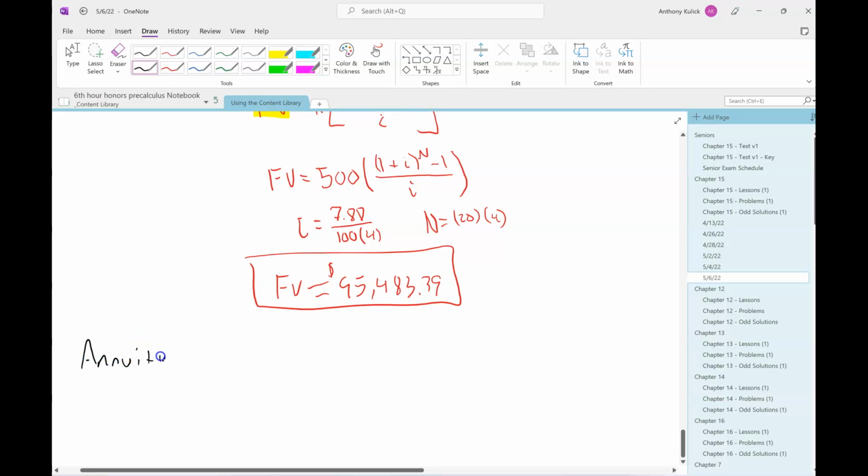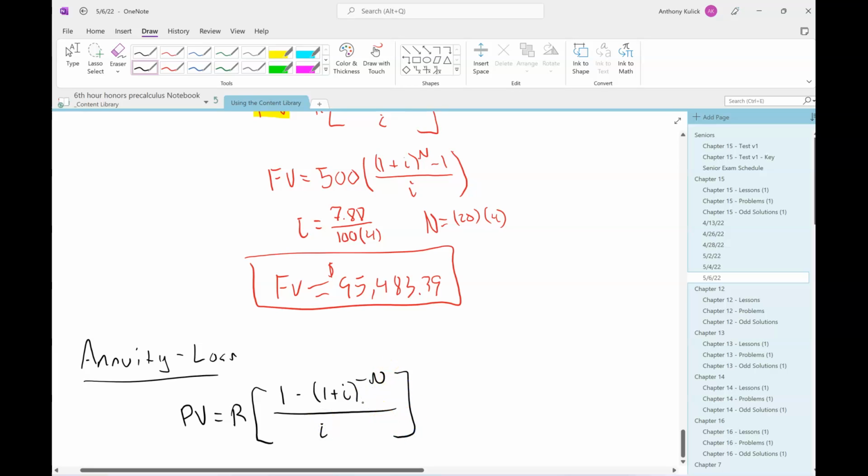Now, if we have an annuity that's like a loan, that's going to be a little bit different. The way you'd want to think about it is you have an account with a negative amount of money in it, and every month you're paying until you get back to zero. So the equation looks a little bit different, because a loan stops when you get to zero. You don't keep paying your loan forever, right?